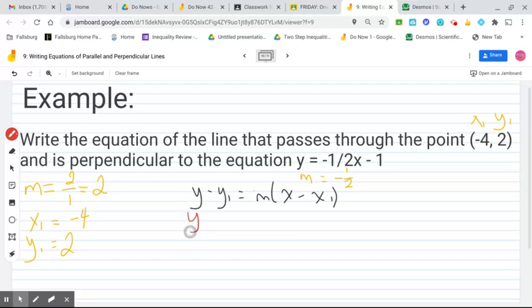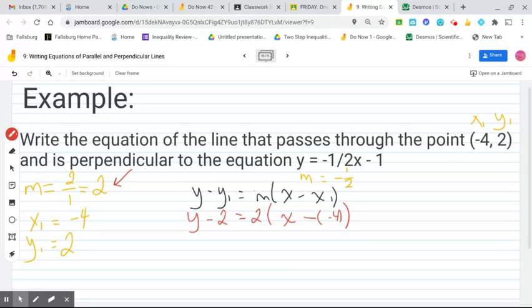So y and x always stay the same. So y minus y1, which is 2, equals m. Oops, not m. We want to replace m with our new slope, which is 2, times x minus x1. So x1 is negative 4.